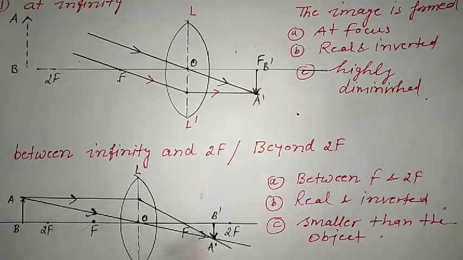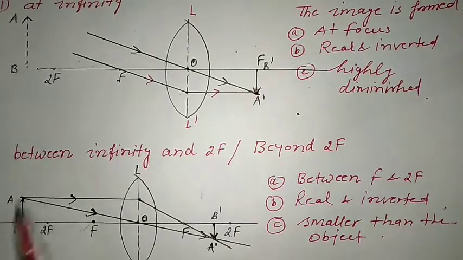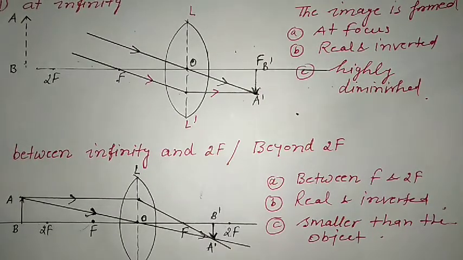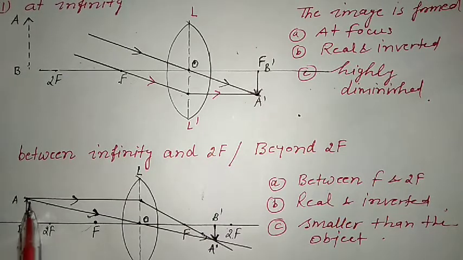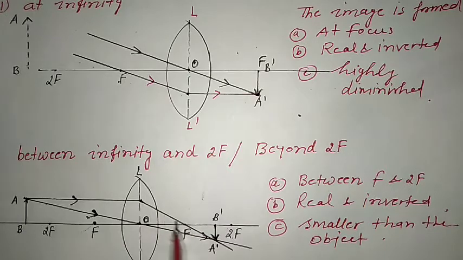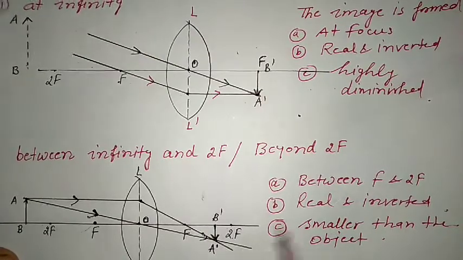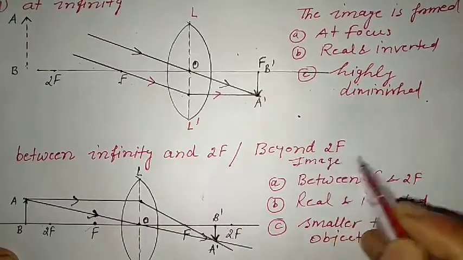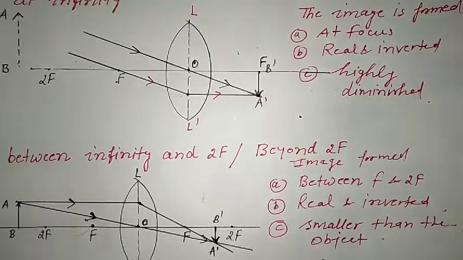This is when the object is placed beyond 2F, or we can say between 2F and infinity. Two rays: one is parallel and after refraction passes through the focus, the other ray passes through the optical center and will not refract. They will meet between F and 2F. So where is the image formed? The image is formed between F and 2F, real, inverted, and smaller than the object.